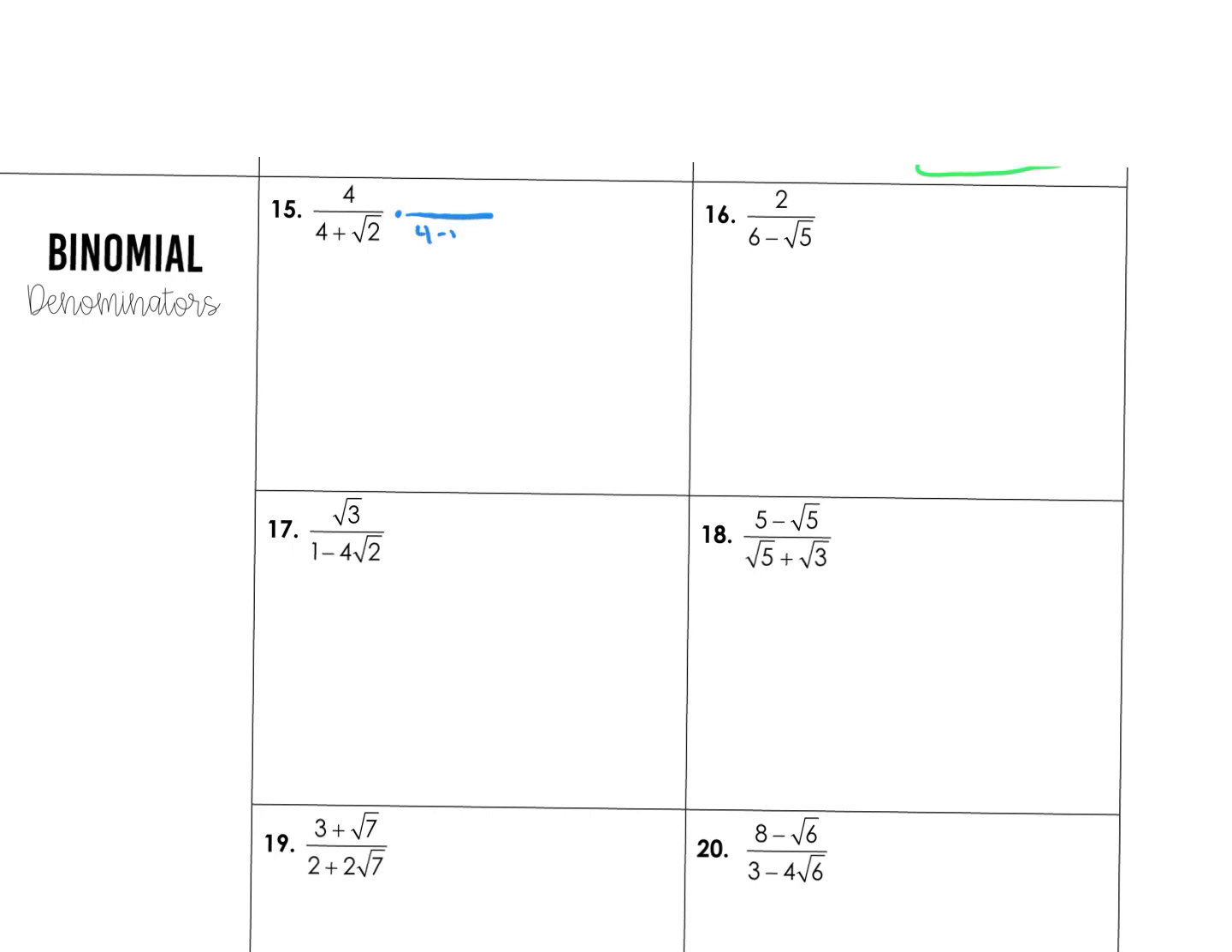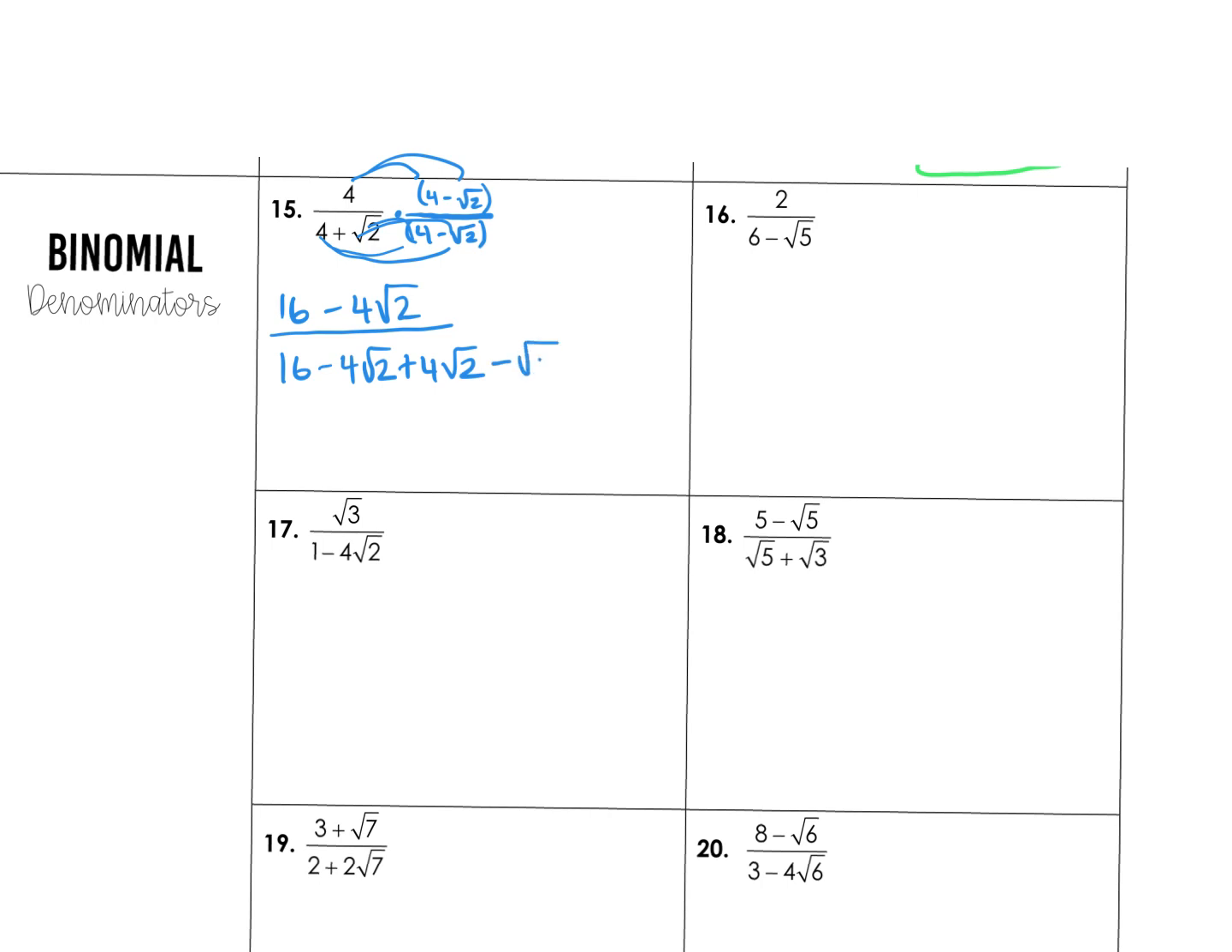So that would be (4 minus the square root of 2) over (4 minus the square root of 2). I always recommend putting those in parentheses because we have to distribute, and oftentimes we forget if we don't put them in there. So I have 4 times 4, which is 16, minus 4 root 2 on the top. And on the bottom, I would have 4 times 4 is 16. 4 times negative root 2 is minus 4 root 2. Plus 4 root 2, remember the whole purpose of that is that those middle terms are going to cancel out.